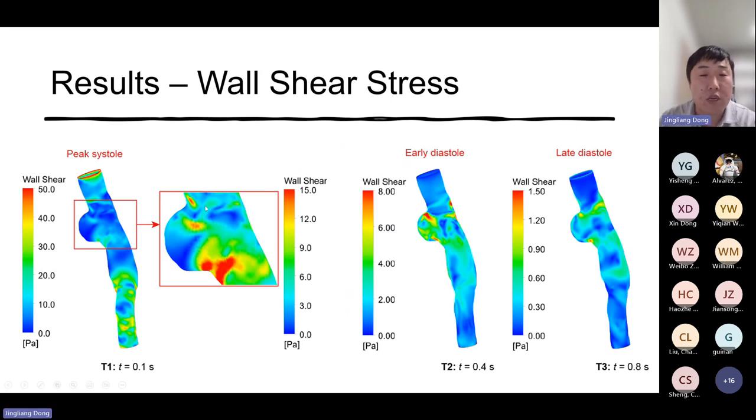This slide is showing the wall shear stress, which is another key indicator of the health condition of the artery vessel. Basically, high wall shear stress indicates the endothelium, or the inner surface of the artery wall, is subject to higher shear stress, which is not good. We can see red regions at the edge of the aneurysm, either the anterior part or the posterior part of the aneurysm, subject to higher wall shear stress, which can lead to a high risk of aneurysm rupture.